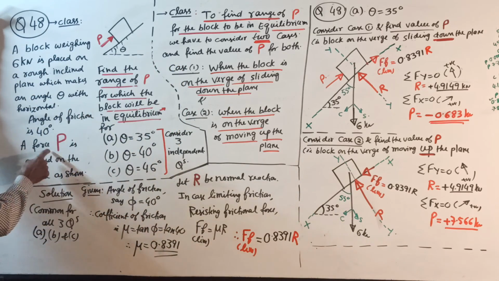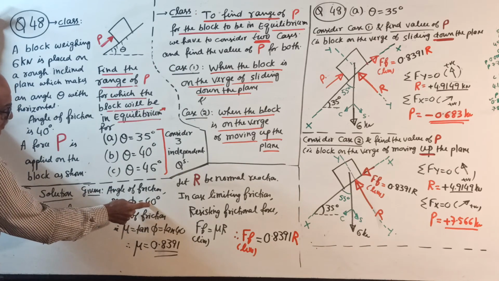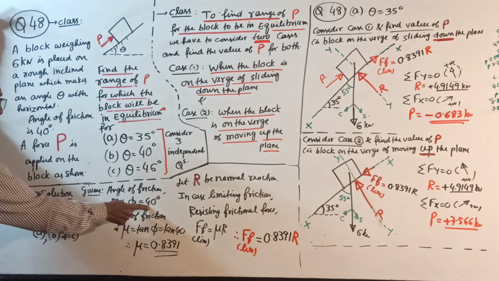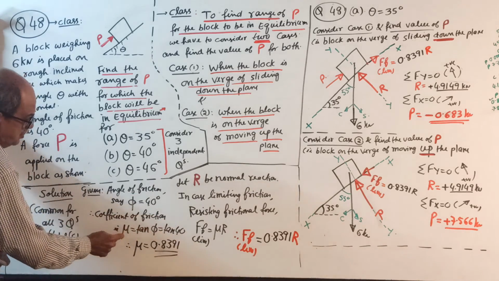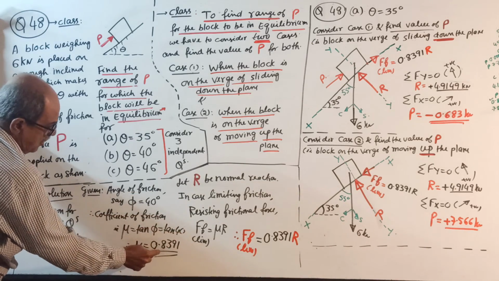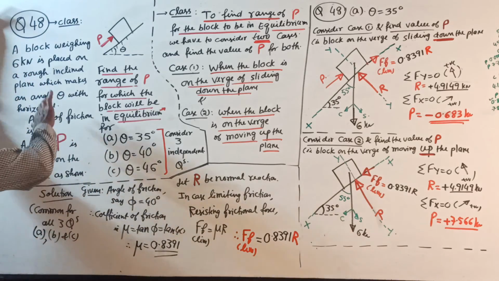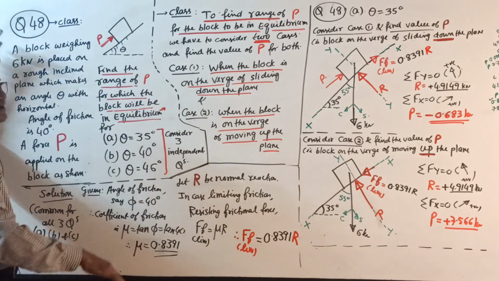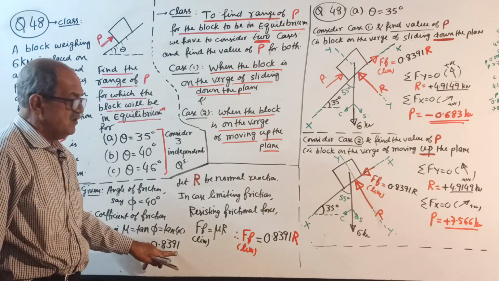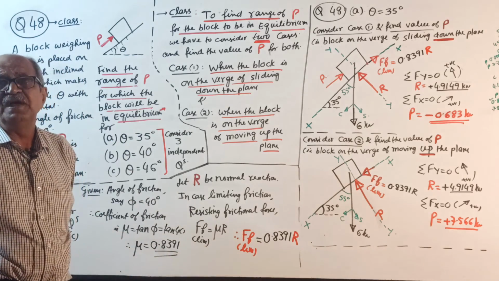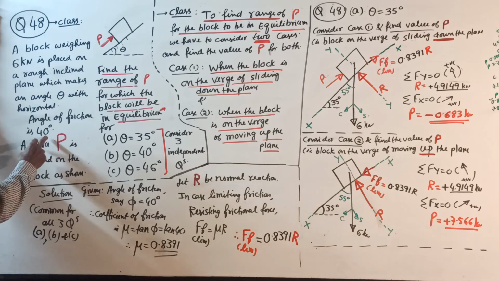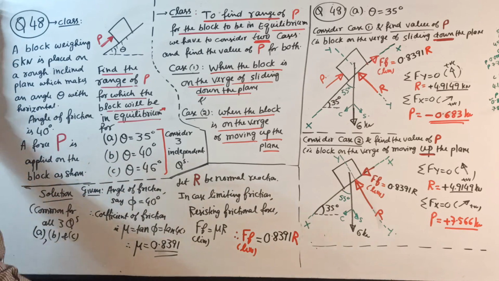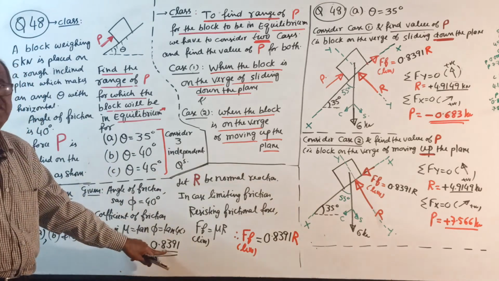They told angle of friction 40 degrees. This 40 is not this 40. It is angle of friction 40 degrees. Therefore, coefficient of friction mu equal to tan 40 equal to 0.8391. So, in all these 3 questions mu equal to 0.8391. Instead of giving angle of friction 40 degrees, it is as good as telling coefficient of friction equal to 0.8391.